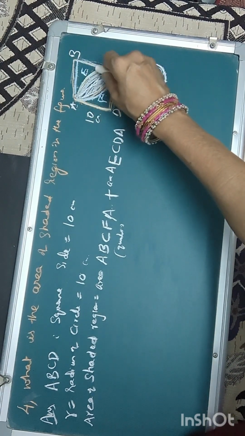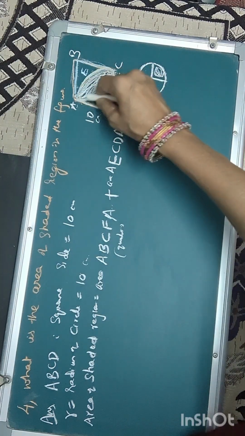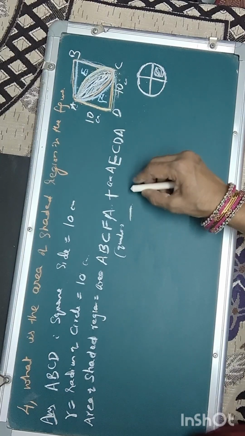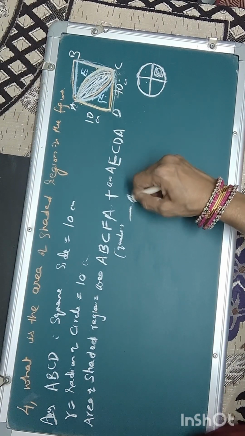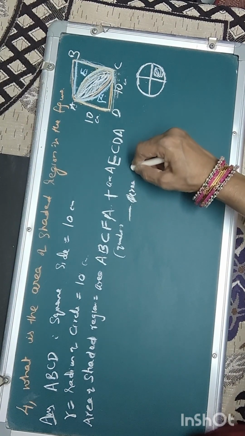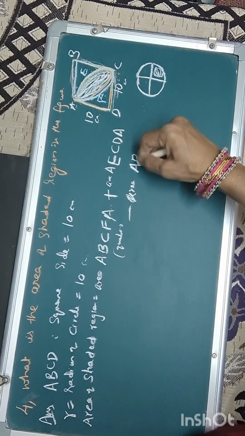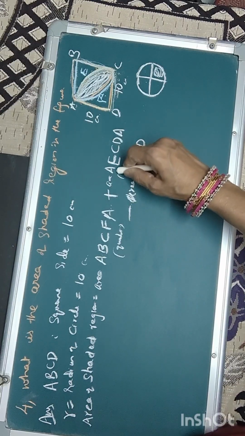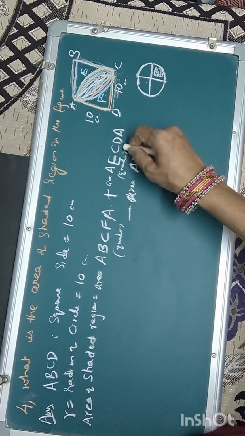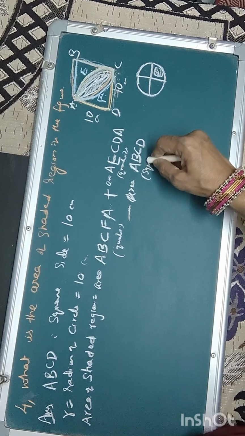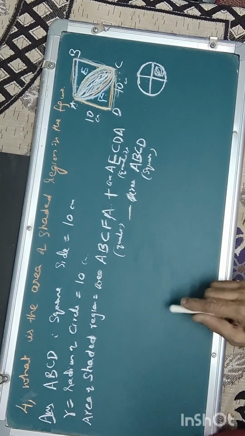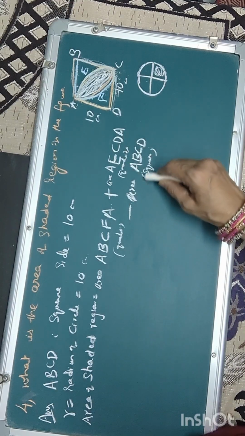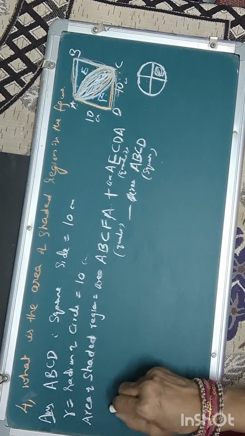This is another circle. This is the one circle's quadrant and this is the other circle's quadrant. Minus area of square ABCD. So this is the one quadrant and this is the square. So area of ABCFA is one quadrant and this is the other quadrant, and minus area of the square. So what we will get?